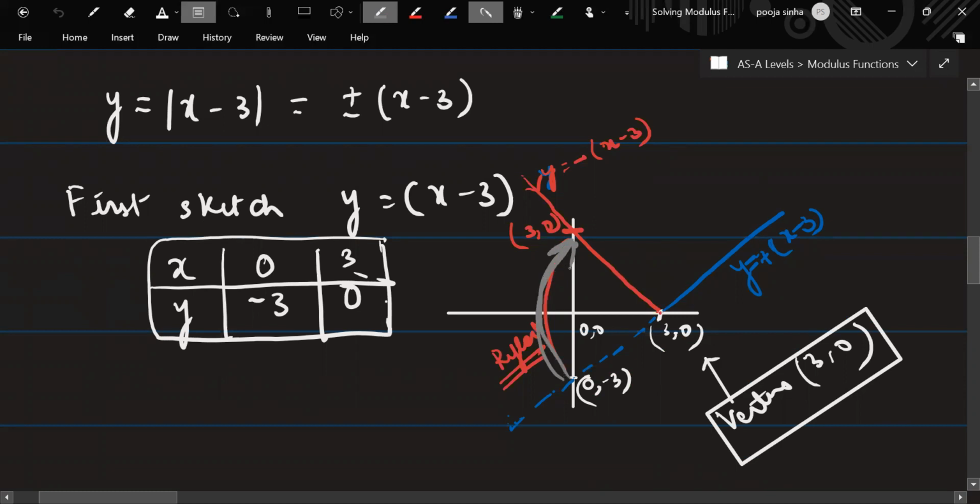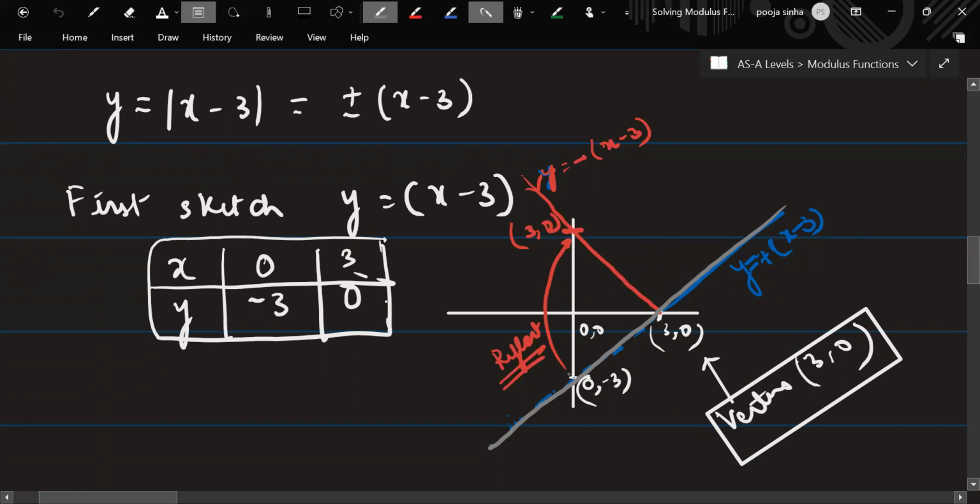Then what do you get? Reflect what over the x-axis? Only the negative part, this part. Only the negative part has to be reflected over. Did you extend that line? So I extended this line. This was my line and I extended it as much as I can.